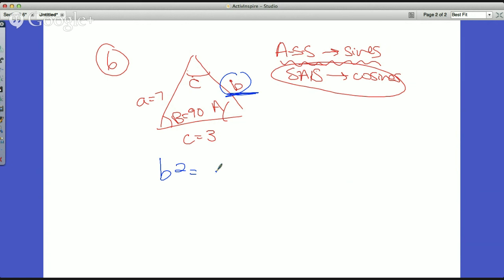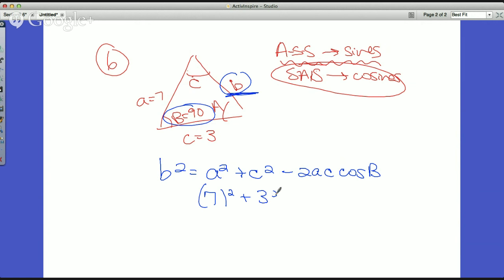Okay? So now we have b squared equals a squared plus c squared. The reason we're using b squared is because that's the angle that was given. I was given 90 degrees, therefore that's why we're solving for side length b. So b squared equals a squared plus c squared minus 2ac cosine of big B. Now if I plug in, a is 7, so we have 7 squared plus 3 squared minus 2 times a, which is 7, c, which is 3, and cosine of 90 degrees.